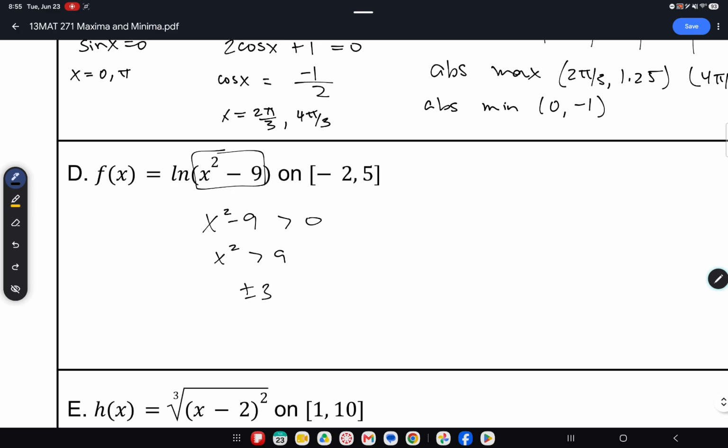And we have an issue there because we're undefined between those values. Undefined between -3 and 3. So we're not guaranteed any values. Right, because our domain that we were looking for was between -2 and 5. But we have an issue with what we can use. Right?